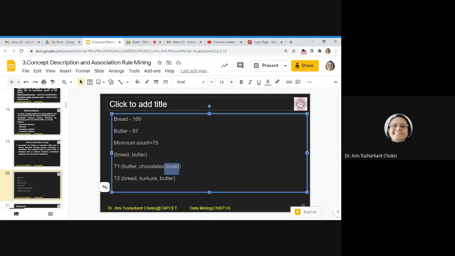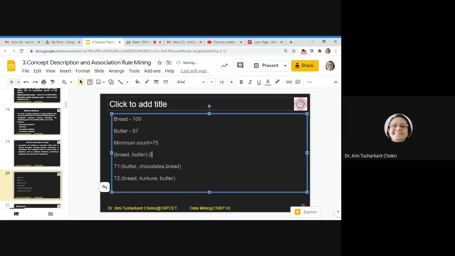Together doesn't mean that they are in this way only. The sequence doesn't matter. The order doesn't matter. Only thing is both must be available. Whether it is in the sequence butter and bread, or bread and butter, whether some other item is in the middle or not, that doesn't matter. If these two transactions are there, we can say that in both transactions we can find both items together. So if I have only this as the data set, I can say bread and butter were sold together, and the count is 2.